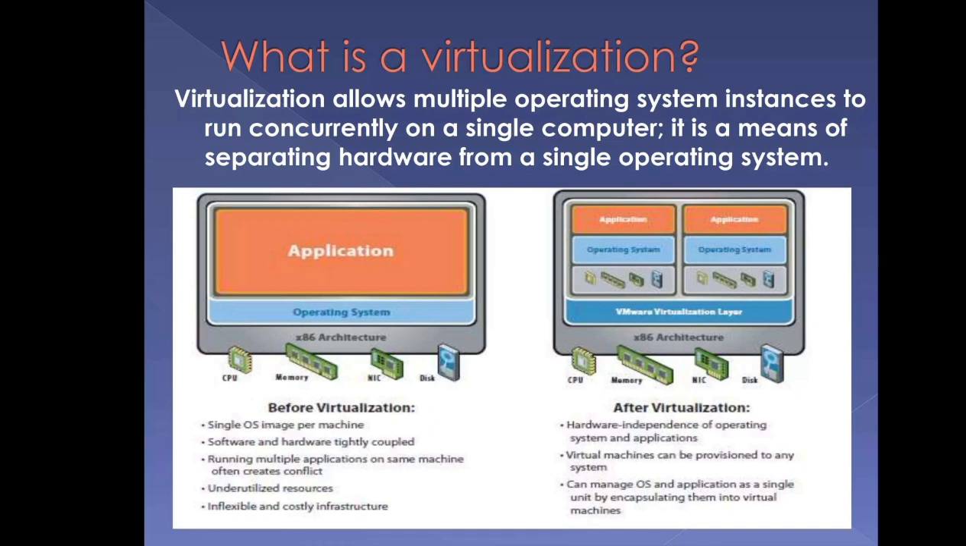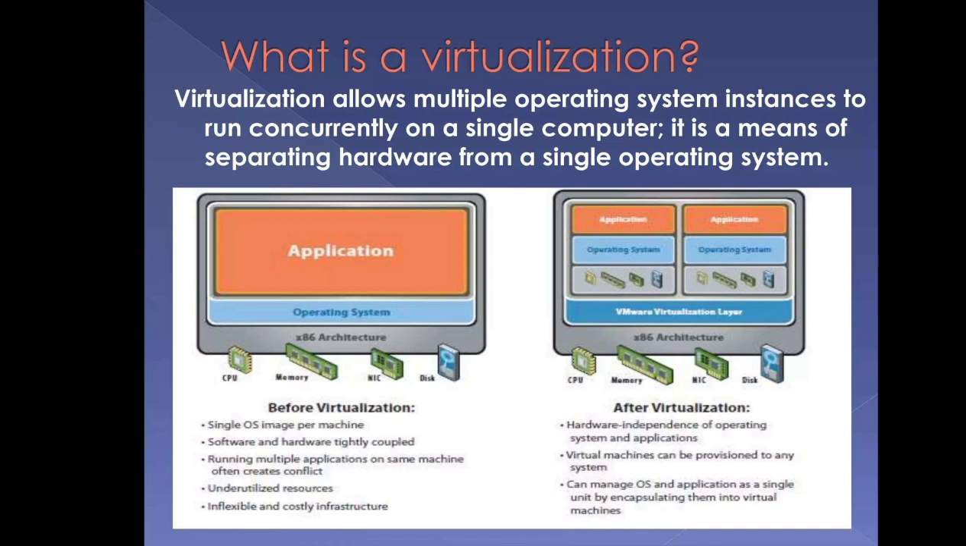What is virtualization? Virtualization allows multiple operating systems to run concurrently on a single computer. It is a means of separating hardware from a single operating system. Like before, you can see in the image, there are two things: before virtualization and after virtualization. Before virtualization, there is a single OS image per machine, and software and hardware are tightly coupled. Running multiple applications on the same machine often creates conflict, underutilized resources, and inflexible and costly infrastructure.